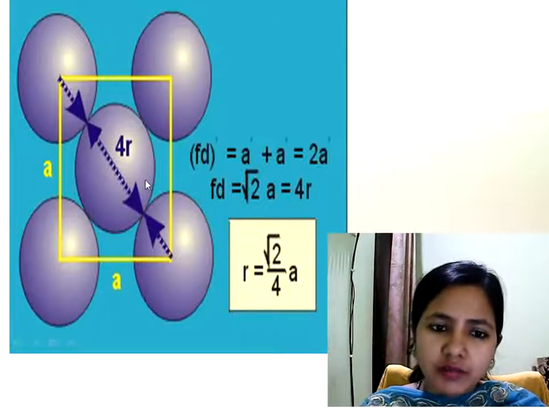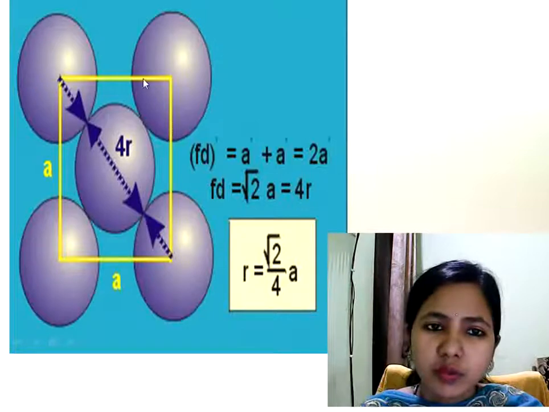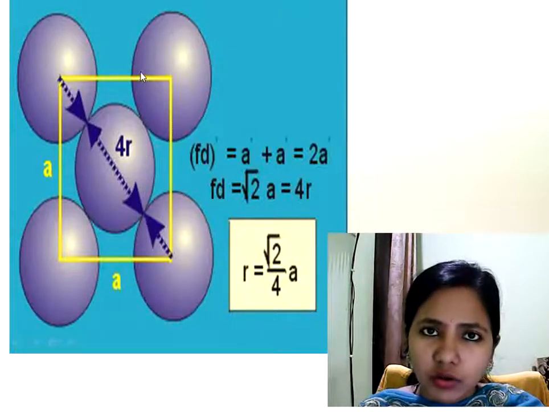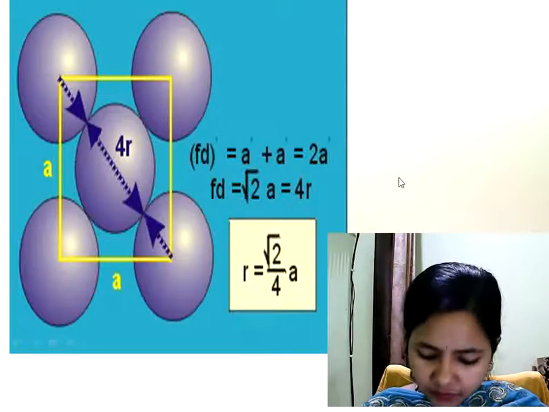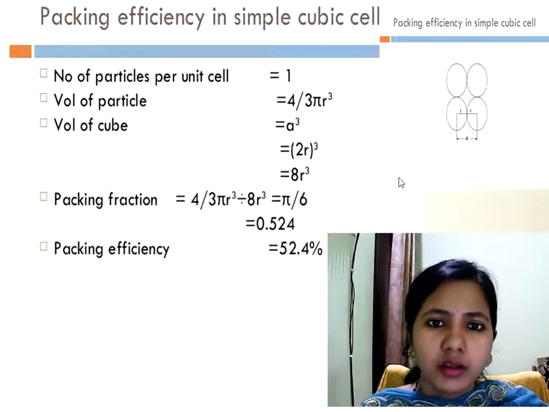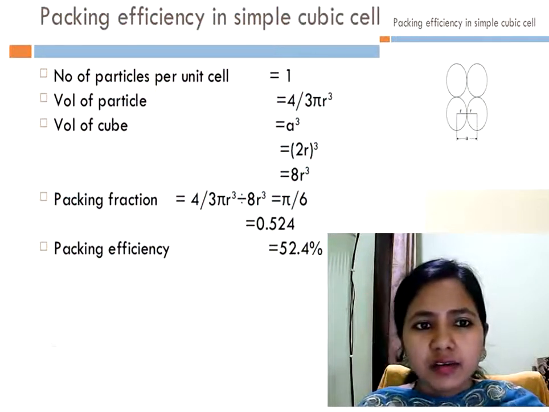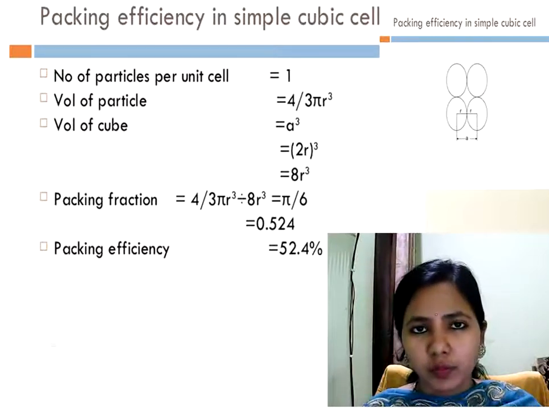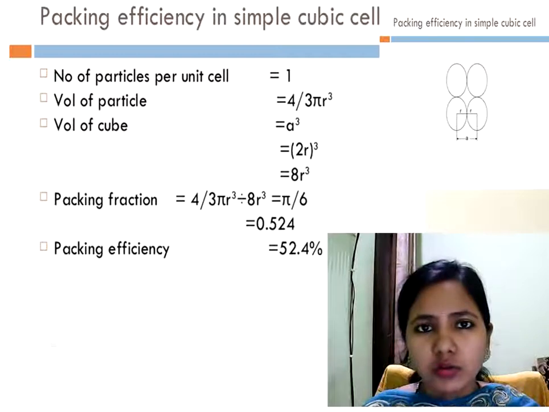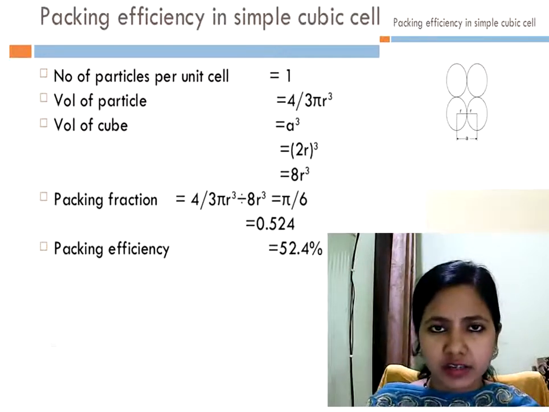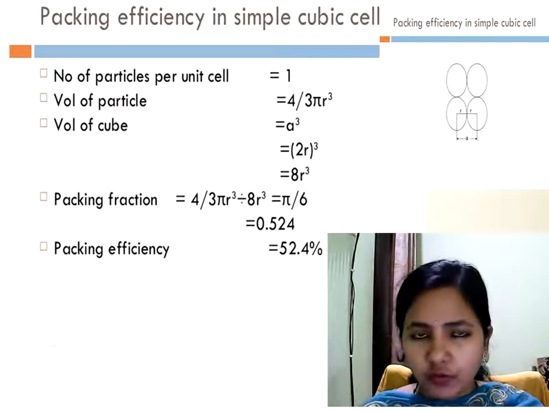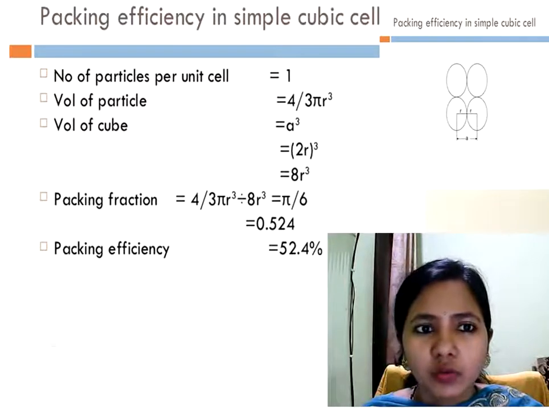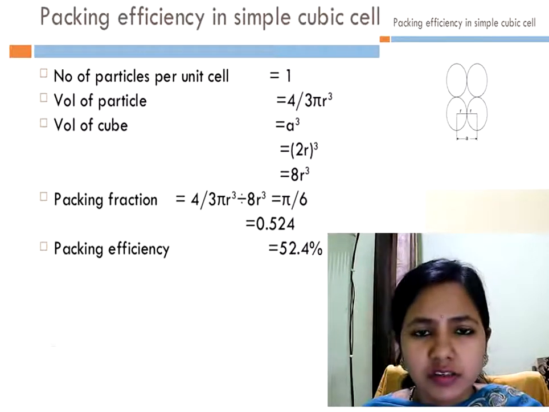So in this way we have to find out the relation between edge length and radius of a unit cell. So we have to learn these 3 values, right? Now the next is, we can calculate the value of packing efficiency. It is known to us what is the relation between the 3 structures. Just now we have seen. Now using that relation we can calculate the packing efficiency in different crystal structures.